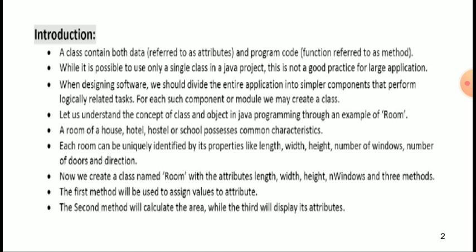Now we create a class named Room with the attributes length, width, height, and number of windows, and three methods. The first method will be used to assign values to attributes. The second method will calculate the area, while the third will display its attributes. So that is the introduction.